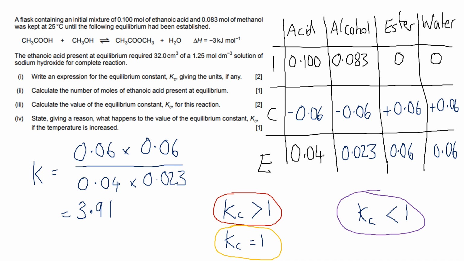And then it also says, state giving a reason what happens to the value of the equilibrium Kc if the temperature is increased. Well, it tells you in the question that delta H is -3 kilojoules per mole. So that means the forward reaction is exothermic. Now, exothermic reactions prefer low temperatures because they just dissipate the heat anyway. So if you increase the temperature, it's actually going to shift equilibrium to the left-hand side, to the endothermic direction, and actually your value of Kc would decrease. So for an exothermic reaction, if you increase the temperature, it'll shift equilibrium to the left and your value of Kc would decrease.